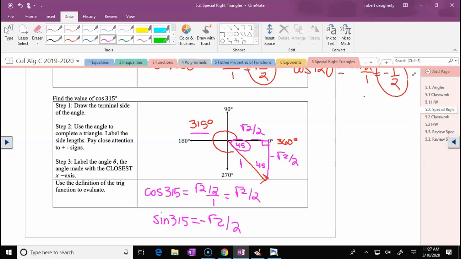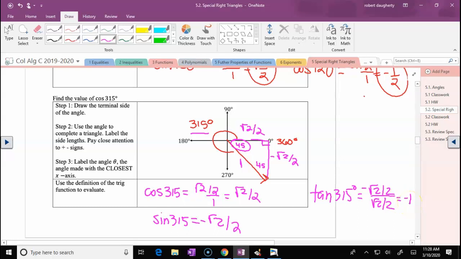Okay. What would the tangent of 315 be? What's the definition of tangent? Opposite over adjacent. So what are those numbers going to be? Negative square root of 2 over 2 over square root of 2 over 2. What is that number? Negative 1. Okay. Tangent is negative 1.